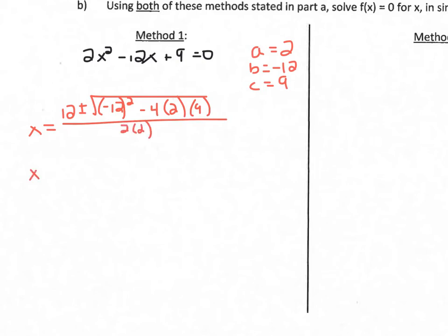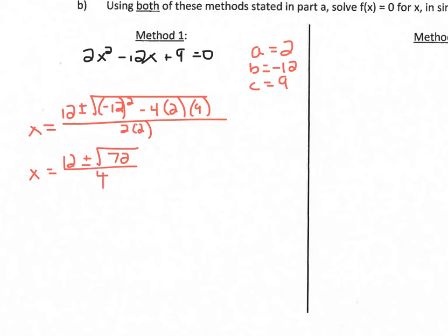Okay, so now x equals 12 plus and minus. All right, so if you want to figure out what we have under the radical, negative 12 squared is 144, and 144 minus 72 is 72. If you prefer to just plug this all in your calculator, you can do that as well. And then in the denominator, 2 times 2 is 4.